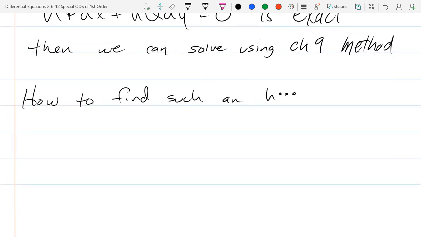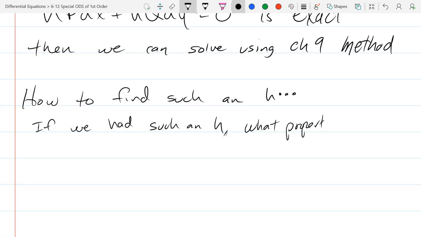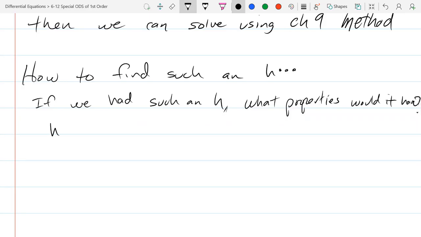All right, so what we're going to do is we're going to say, if we had it, what properties would it have? What properties would it have? Let me just slide that over so I can fit parentheses in here.